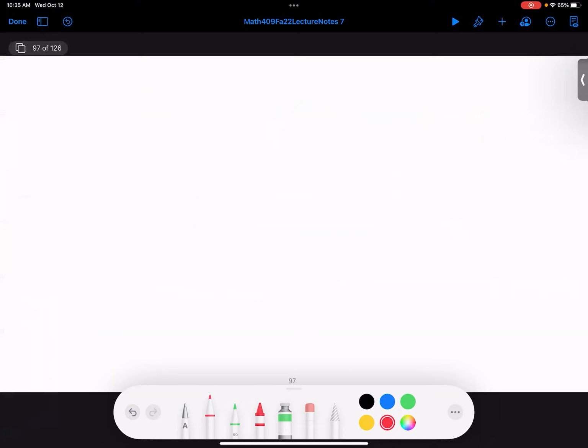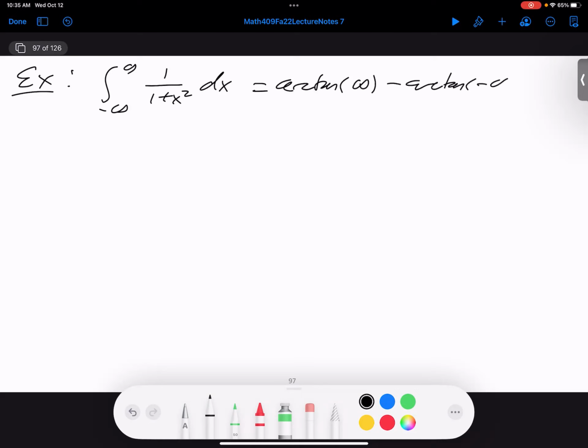So let's do an example. Let's say I want to integrate from -infinity to infinity of 1 over 1 plus x squared dx. It turns out we don't need complex analysis to do this. If you remember your trig, there is a nice antiderivative for 1 over 1 plus x squared. Does anybody remember which function has derivative 1 over 1 plus x squared? Arctangent. So this is just arctangent at infinity minus arctangent at negative infinity.